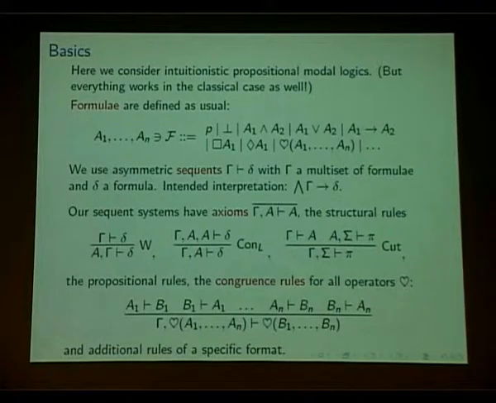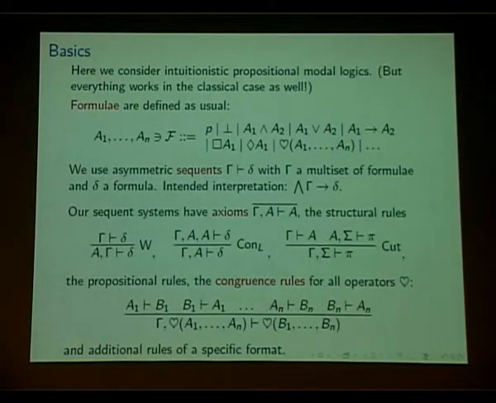So as usual, for formulae, we have propositional variables. We have the falsum. We have propositional connectives. Plus, we also have a number of modalities. So this could be the box modality or the diamond modality, or in general, any n-ary connective or modality, which I would denote with hearts, for example. But you can basically insert anything you like.